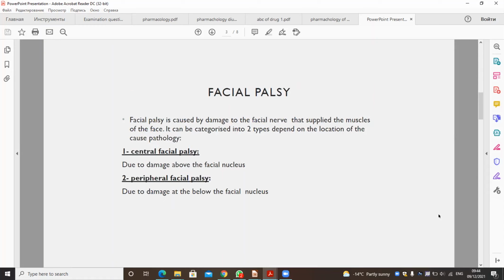Facial palsy or paralysis is caused by damage to the facial nerve that supplies the muscles of the face. It can be categorized into 2 types, depending on the location of the pathology. We have central facial paralysis and peripheral facial paralysis. Central facial paralysis is due to damage above the facial nucleus, but peripheral facial paralysis is due to damage below the facial nucleus.